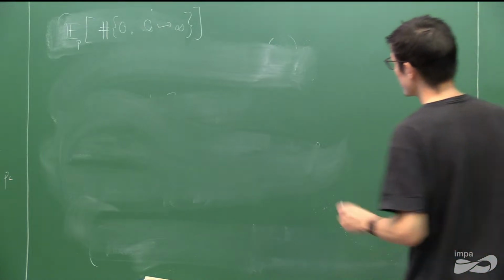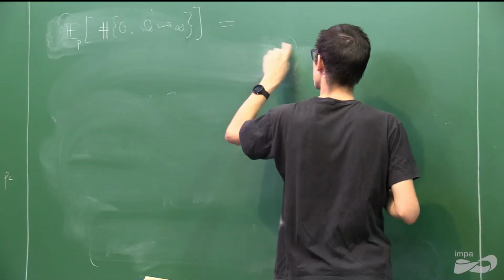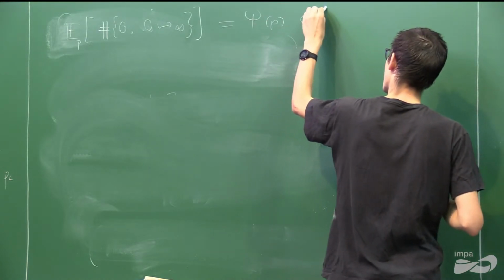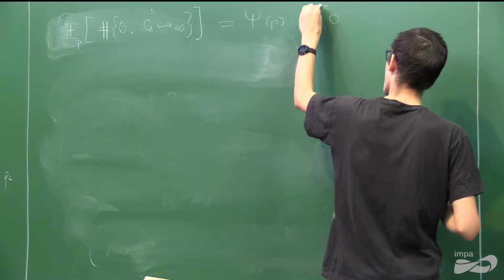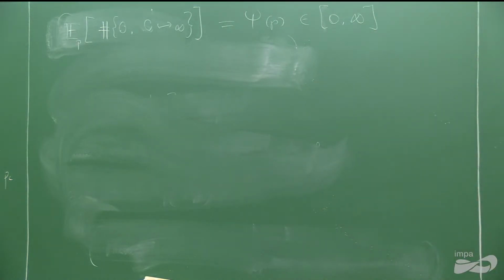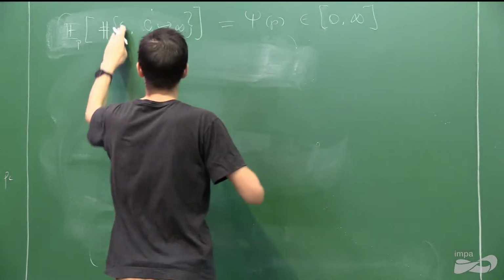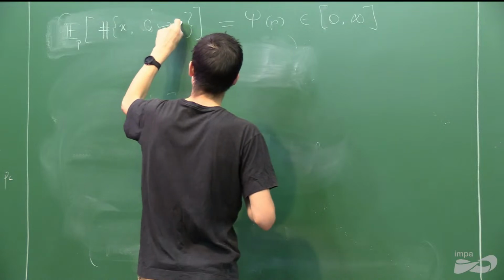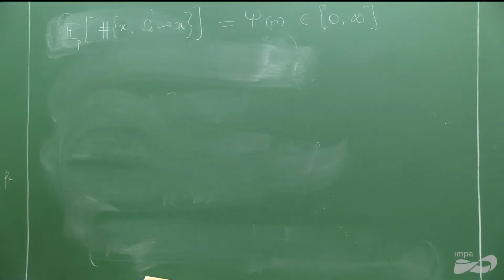So let me define psi p, being the expected number of vertices that are connected to 0. So the size of the percolation cluster that contains the origin.